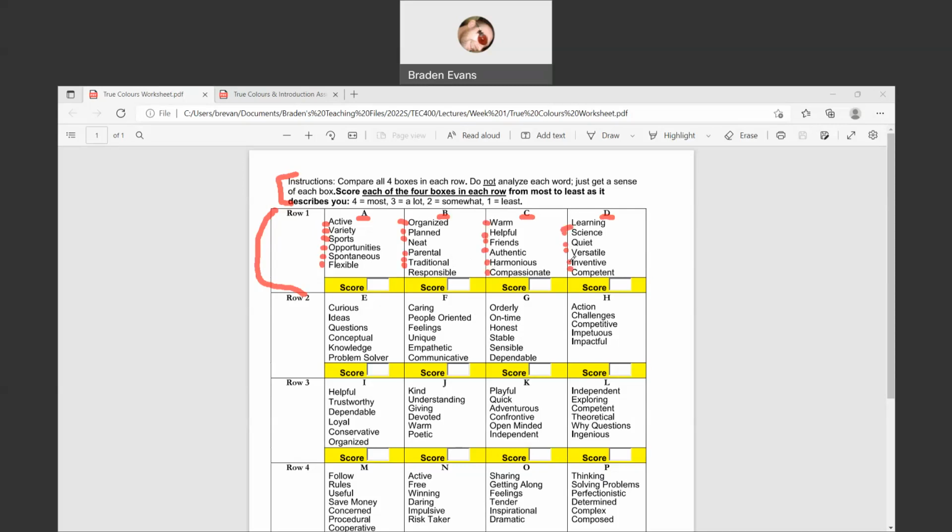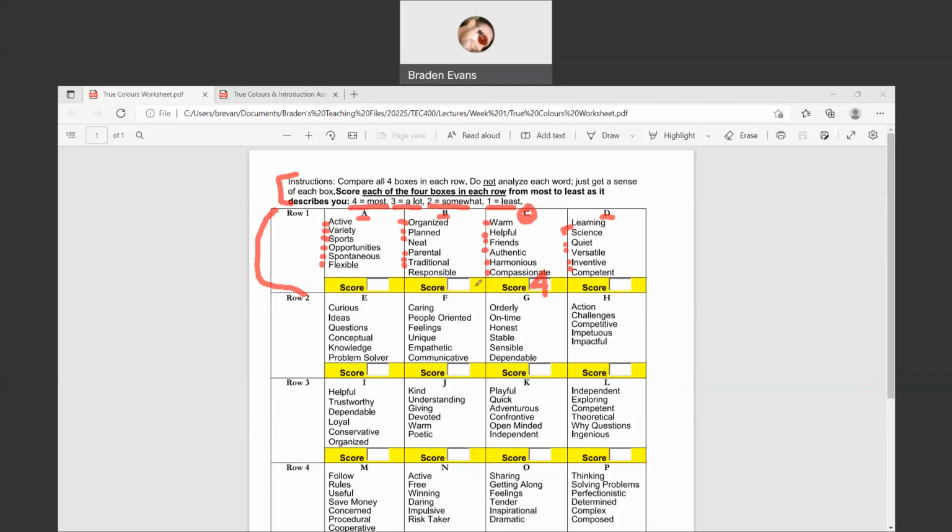Okay, so I look at these 4 and I say, which one is most like me? And I assign a 4 to the one that is most like me, a 3 to what is a lot like me, 2 to something that is somewhat like me, and 1 to the least. Okay, I can tell you number 4 is kind of how I am. C is number 4.